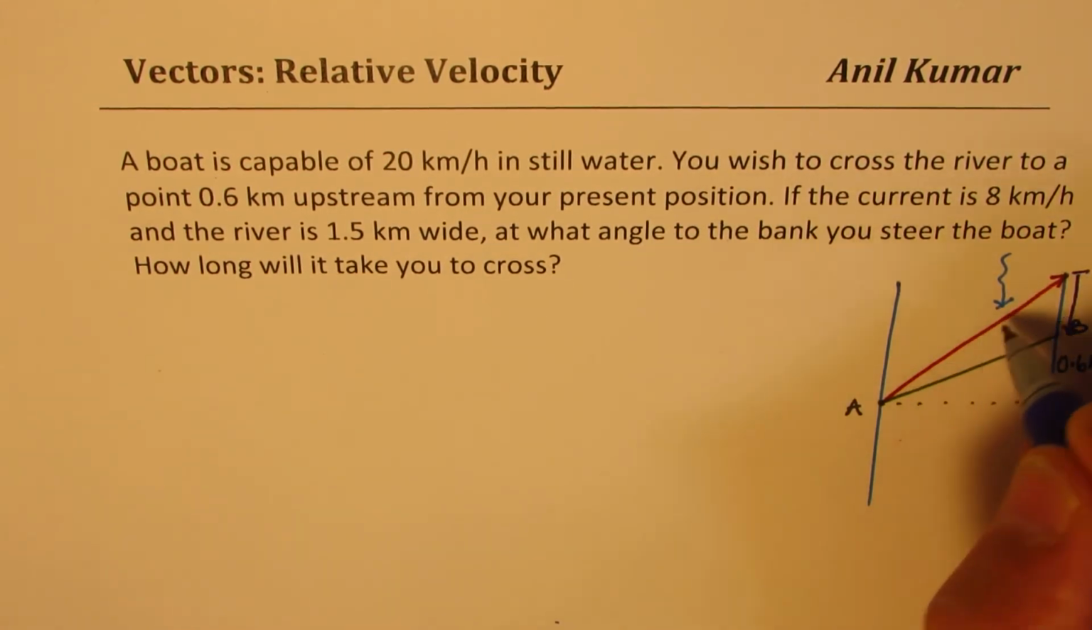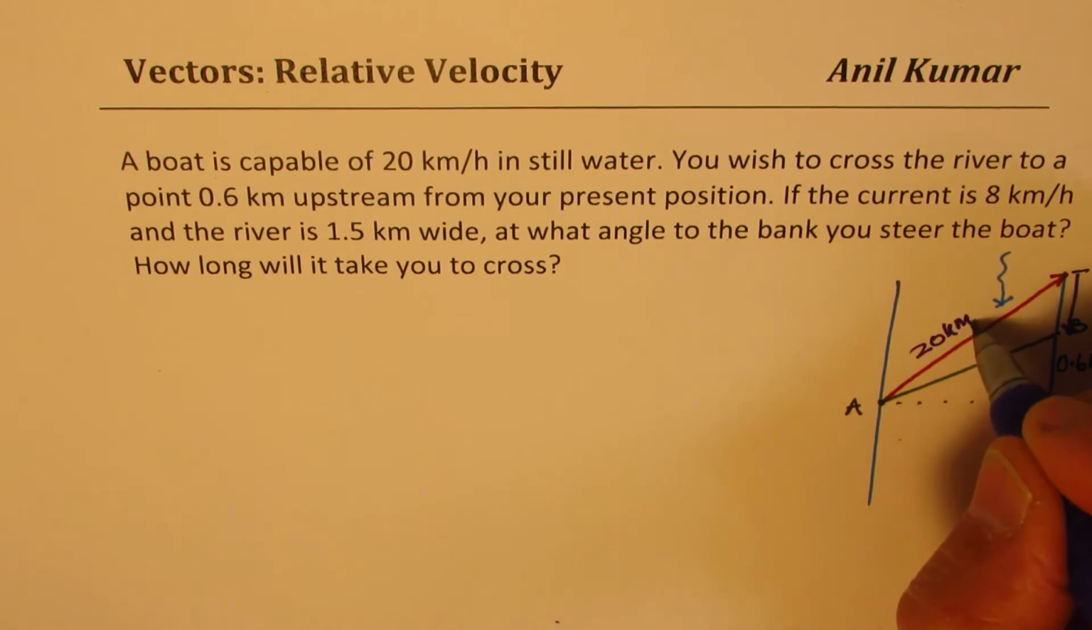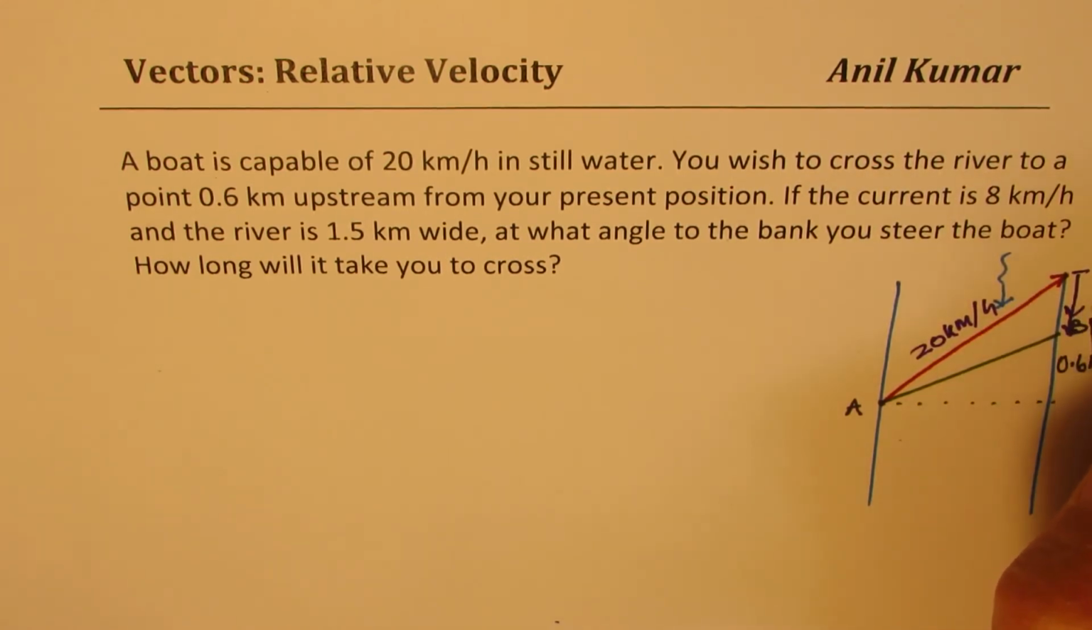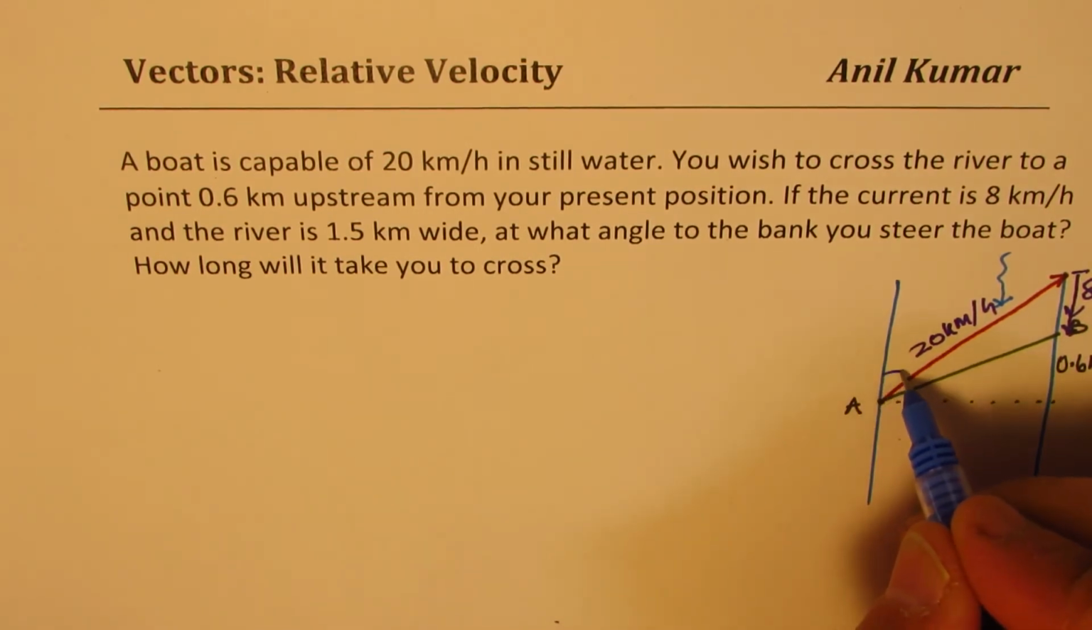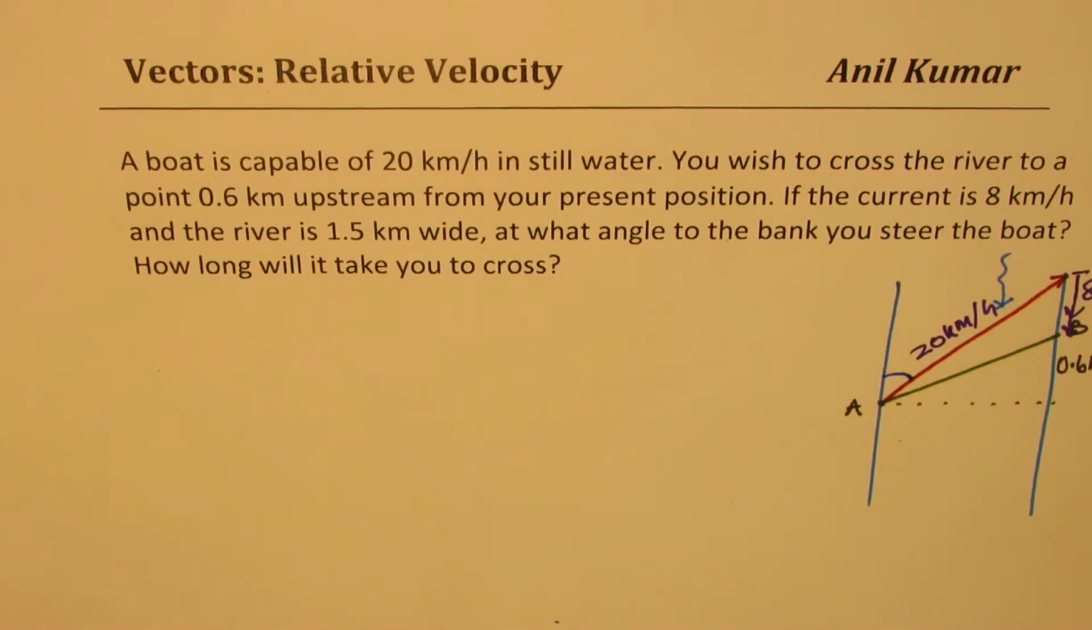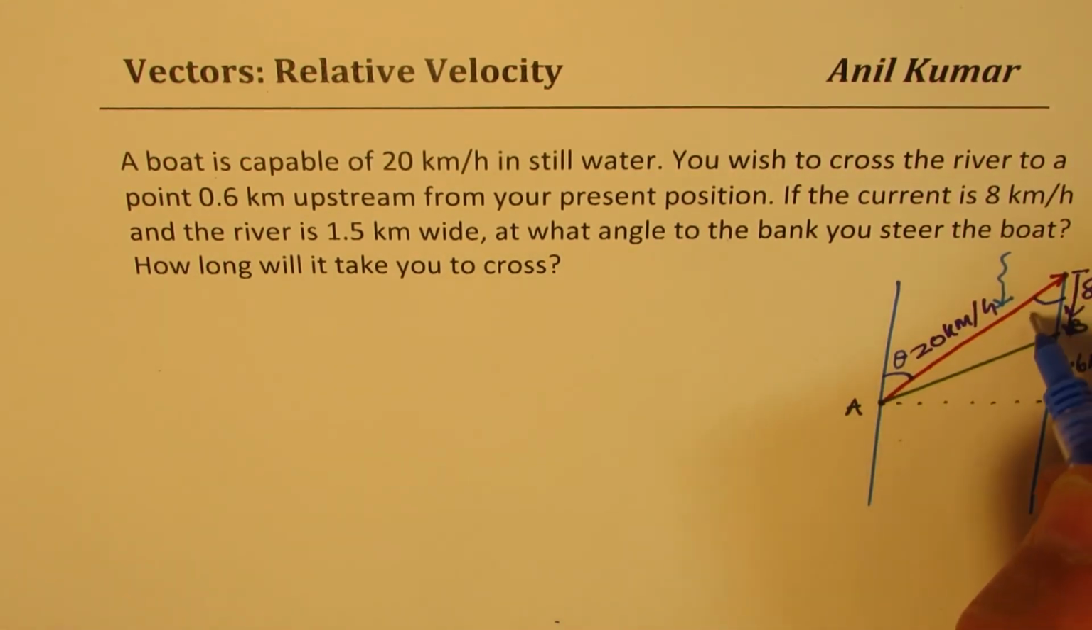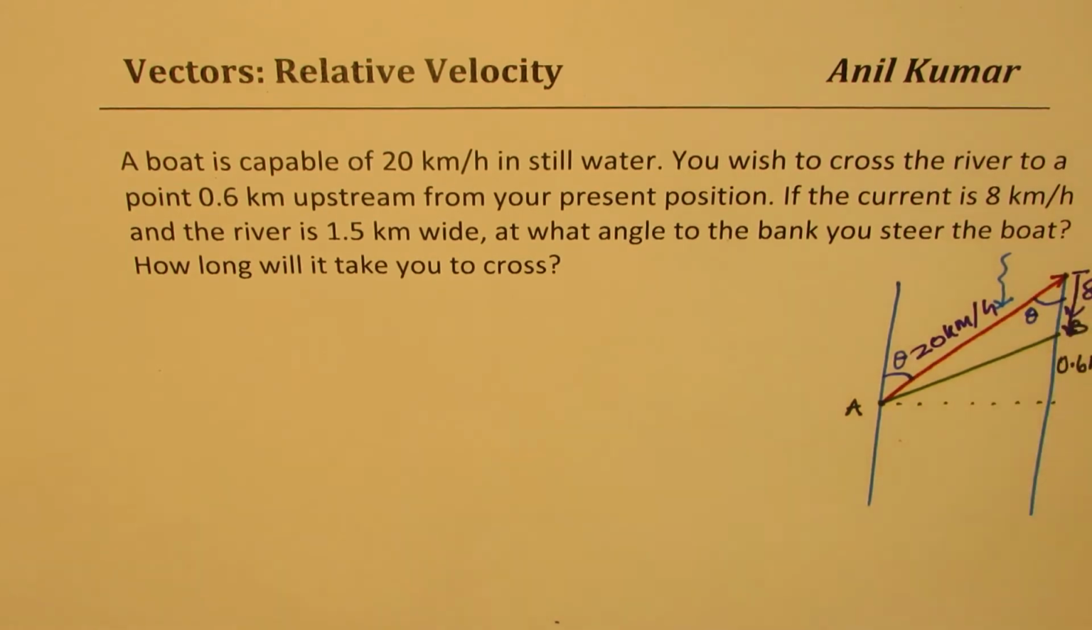Now this velocity is 20 kilometers per hour, and this for the water is given to us as 8 kilometers per hour. Does it make sense? Whenever we say at what angle to the bank you steer, in this particular case we are interested in finding this particular angle. That is the angle we need to answer. We'll call this angle theta. If you look into this diagram, this becomes that angle theta, so we'll try to find what this angle theta is. That's the question.